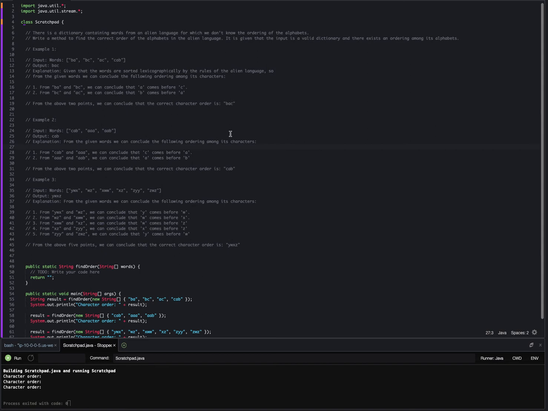Right, so the question is, there is a dictionary containing words from an alien language for which we don't know the ordering of the alphabets. Write a method to find the correct order of the alphabets in the alien language. It is given that the input is a valid dictionary and there exists an ordering in its alphabets.